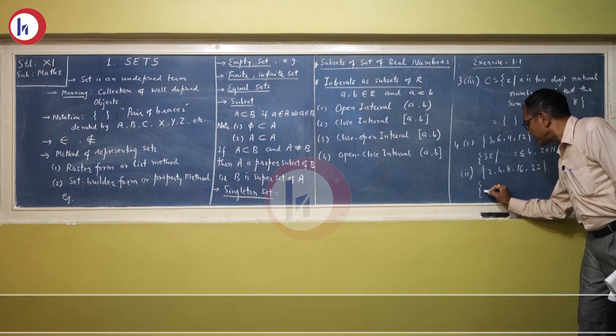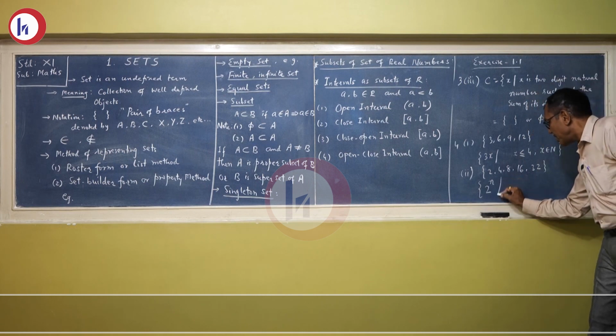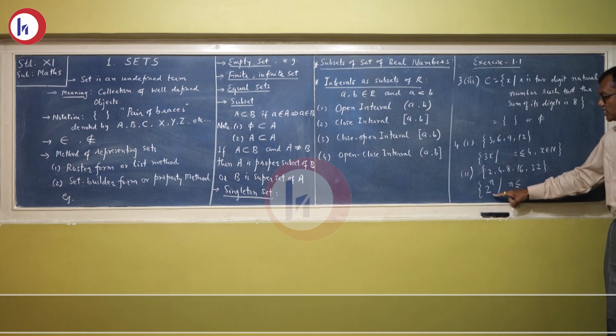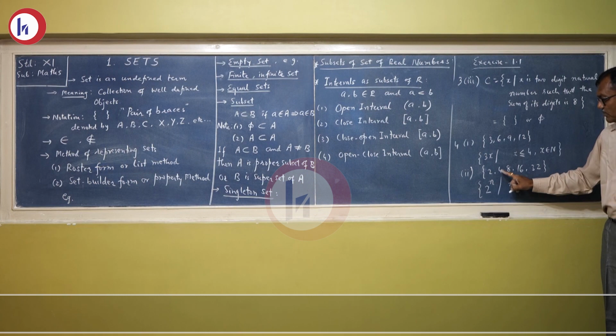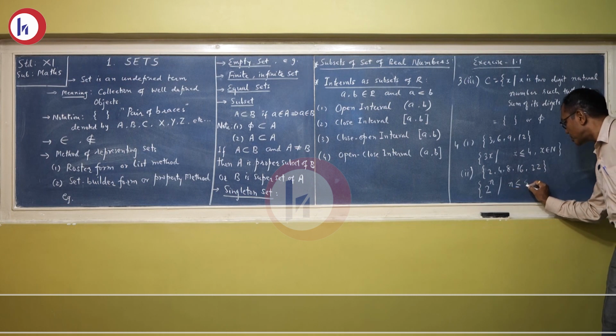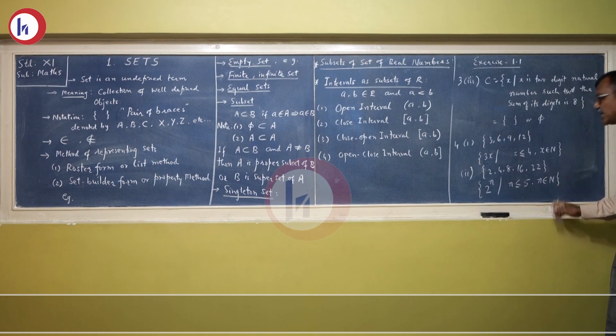So this set can be written as 2 raised to n, where n is less than or equal to 5. Substitute n equals 1, then 2, then 4. 2 cubed is 8. 2 raised to 4 is 16. 2 raised to 5 is 32. So n is less than or equal to 5, where n is a natural number.